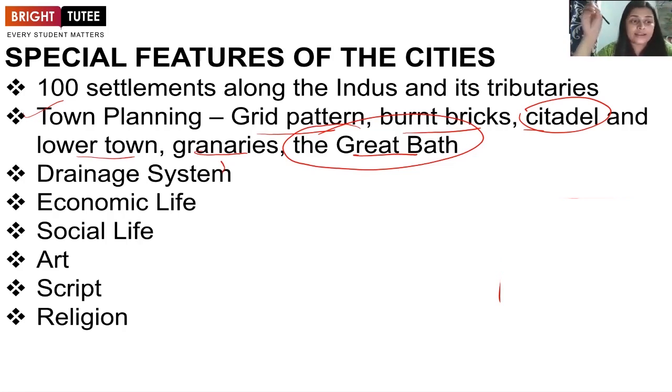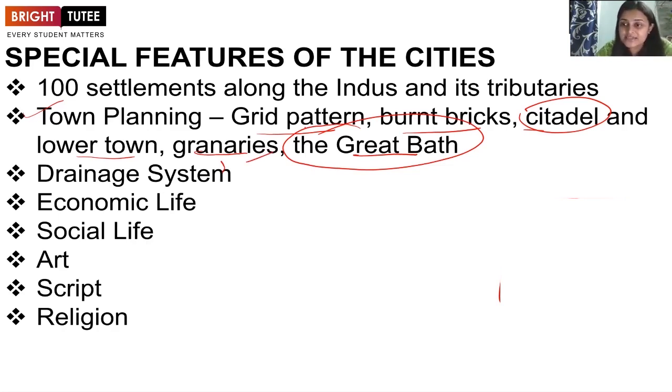Wheat and barley were the main crops during that time, and apart from that, sesame, mustard, and cotton. The plantation of cotton was very much prevalent. And there was surplus grain which was stored in granaries, which I have already mentioned here.